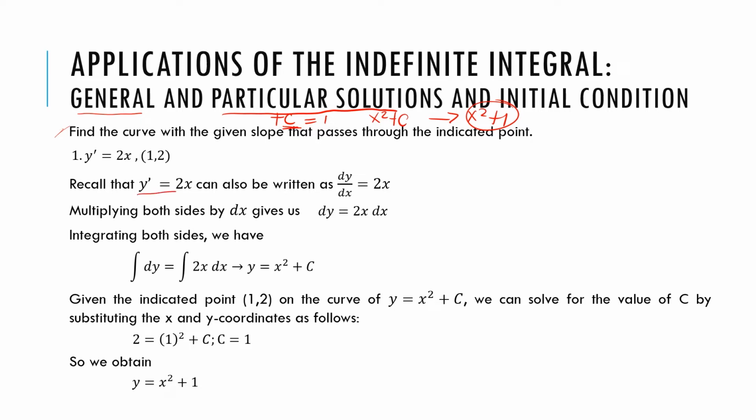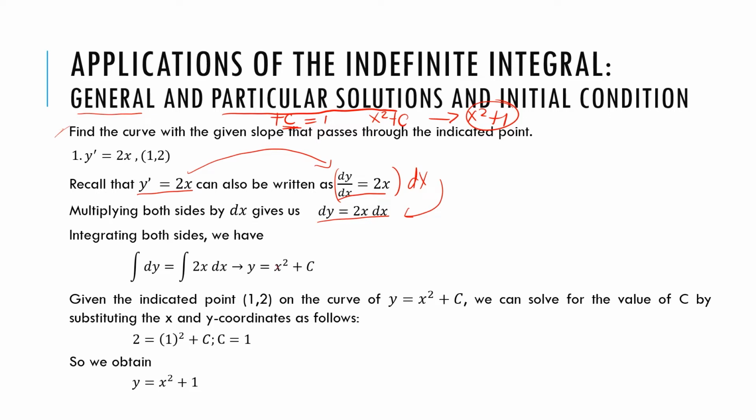1, 2. So, recall that y prime is equal to 2x. This part is, we can also use this. Recall your implicit differentiation, guys. Then multiply both sides by dx. We will get this. dy is equals to 2x dx. Then integrate both sides. When we integrate both sides, magiging y is equals to x squared plus c.